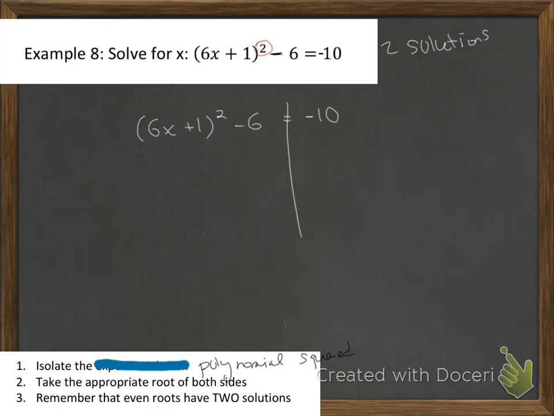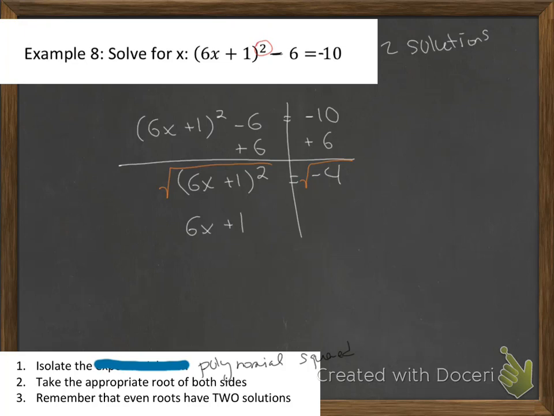So the first thing I need to do, just like the last problem, is get that squared term by himself. So we have 6x plus 1 quantity squared is equal to negative 4. So this is where I think it starts to get really interesting. All right, so I'm going to take the square root of both sides. Okay, so do you notice anything here? Do you notice anything a little bit weird or different? Did you notice that we're trying to take the square root of a negative number? Well, we can't really do that, right?